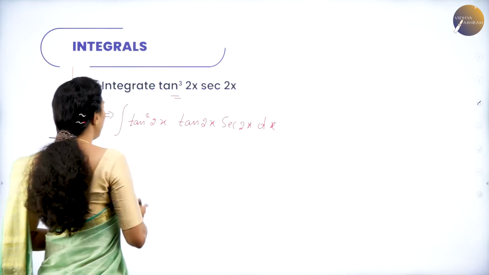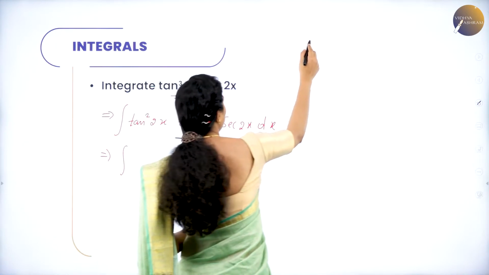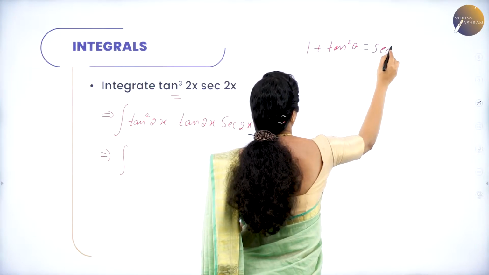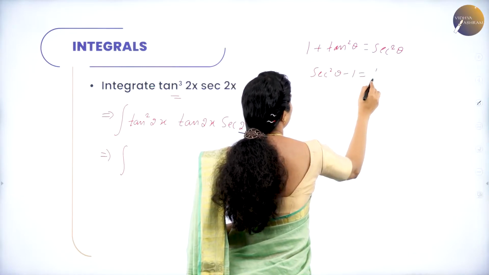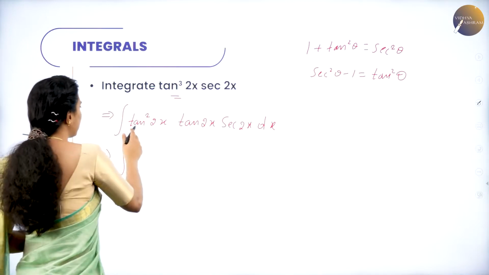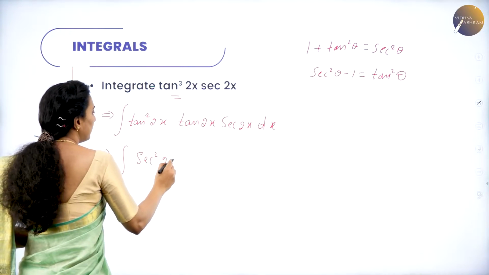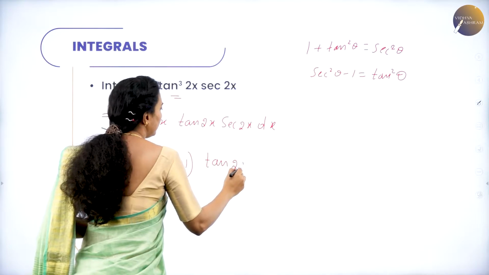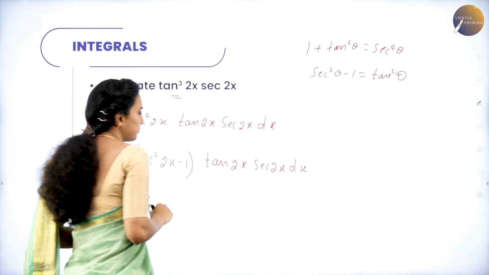Now what I am going to do is take this tan squared 2x in the form of 1 plus tan squared theta is equal to secant squared theta. Otherwise, secant squared theta minus 1 can be written as tan squared theta, where, dear students, theta replaces 2x here. Therefore, I can write this whole term as secant squared 2x minus 1, correct, into tan 2x as it is into secant 2x. Why I am doing so? Because I can do the substitution method here.